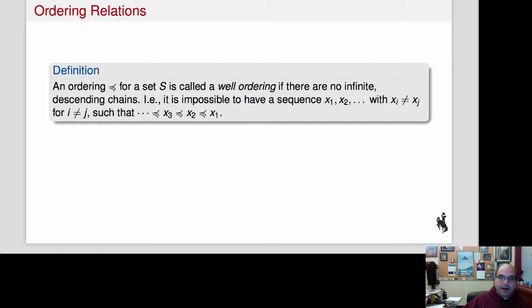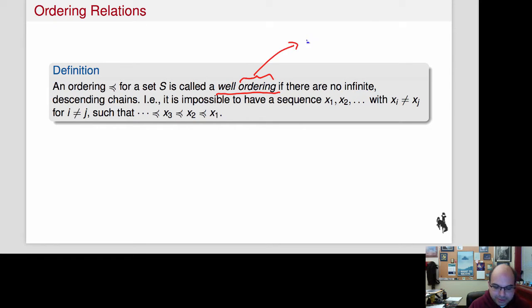All right. Now, this next notion that I want to discuss is a really, really important notion, both in math and in computer science. So be careful. This is kind of a hard concept. What we're describing is a well ordering. So remember, what does the ordering part mean?